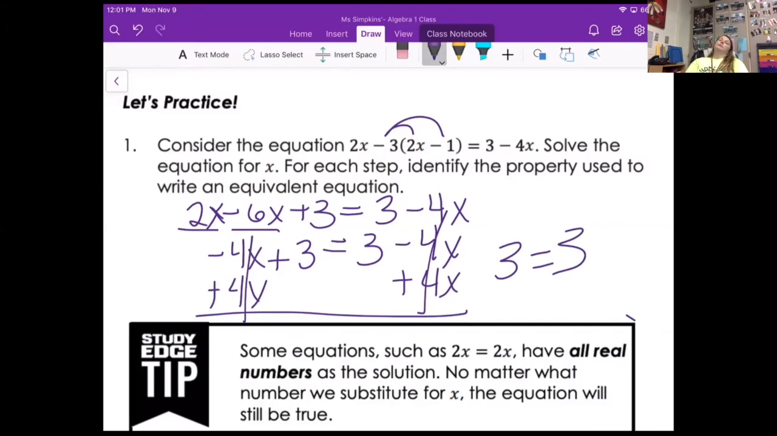Is that true? Yes. It is. Since it's true, and I have no more variables, this is a situation where all numbers would work. I could substitute any number in for x that I would want to.